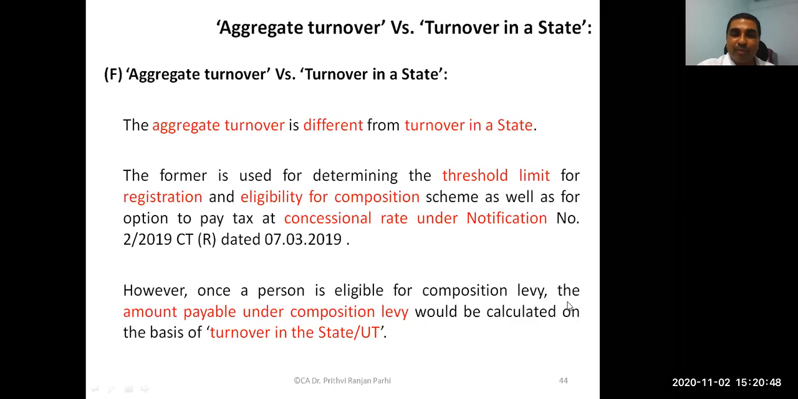Now, once a person is eligible for the composition scheme, the amount payable under the composition scheme is tax at concessional rates, right? And we'll be paying tax on the turnover of the state. Aggregate turnover will not be taken into consideration. Suppose aggregate turnover includes some non-taxable supplies. That will not be included for paying tax under the composition scheme. Aggregate turnover may include export turnover, but that will not be included for paying tax under the composition scheme, right? But to decide whether the composition scheme is applicable or not, aggregate turnover will be relevant.